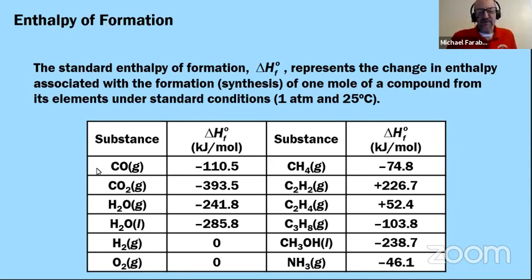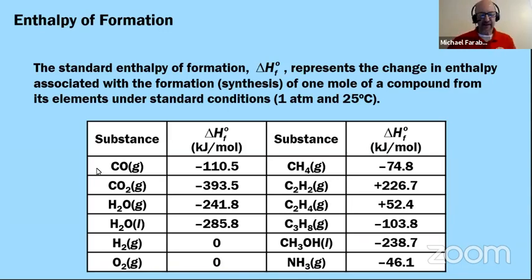This value represents the change in enthalpy associated with the formation or synthesis of 1 mole of that particular compound from its elements. Now, if you're forming a compound from its elements, for example, carbon monoxide would be formed from carbon and oxygen. CH4 would be formed from carbon and hydrogen. NH3 at the bottom of the table there would be formed from nitrogen and hydrogen.